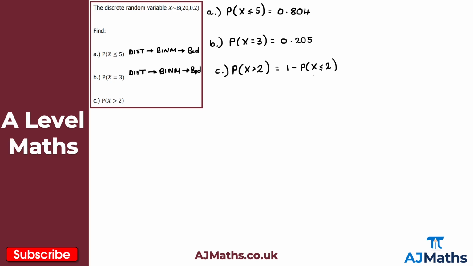So this is a cumulative probability similar to part A. So it would follow the same path then, distribution, binomial, BCD. And the only thing that will change here again is x. So x is 2 now. So put 2 into your calculator and then press enter. So what I'm doing here then is 1 minus.